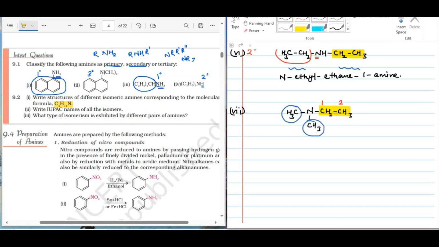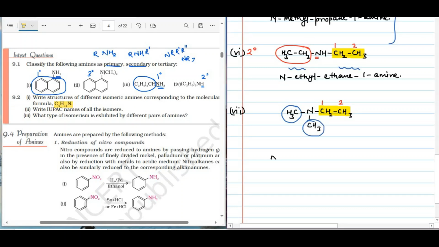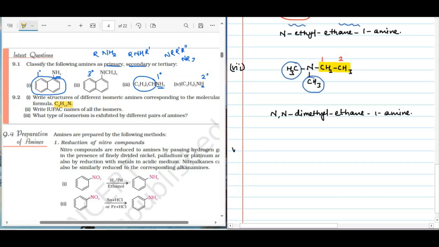So for the name of this molecule, you have to write N,N-dimethyl ethane 1 amine. Now we can draw one more structure.